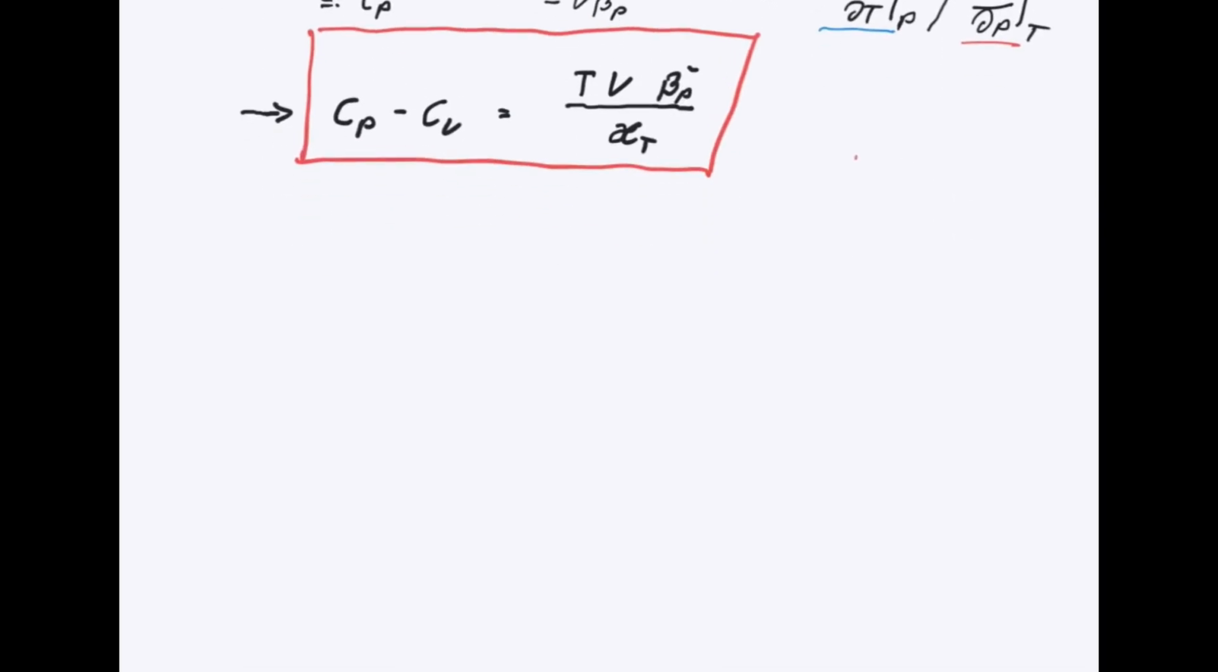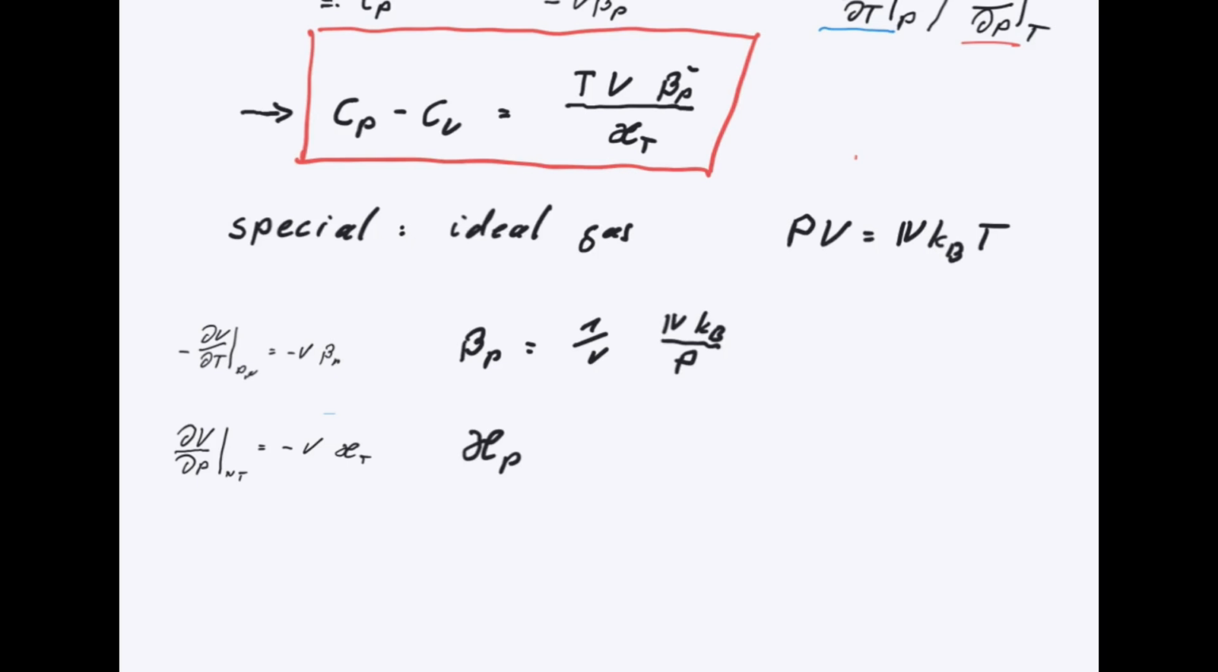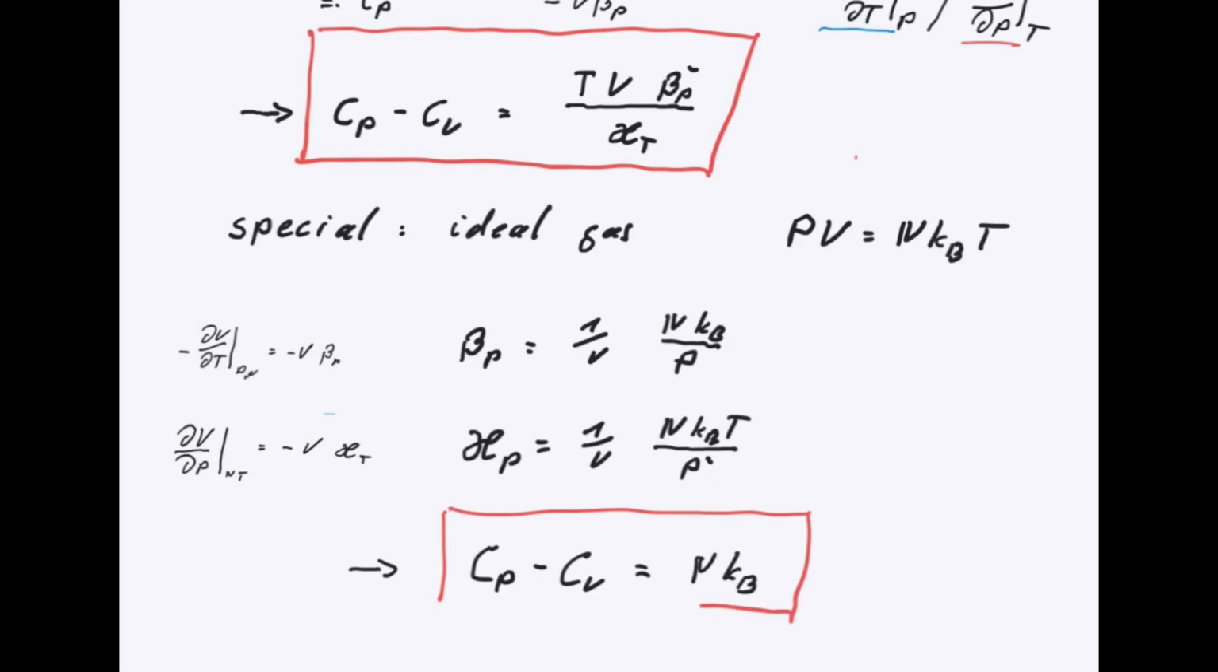If we now further assume the substance is the ideal gas, for which the ideal gas equation holds, PV is equal to N k_B T, we can easily derive these constants, β_P and κ_T, finally leading to the difference in the specific heat at constant pressure and constant volume being equal to N k_B. This is a result that you might have seen at school earlier.